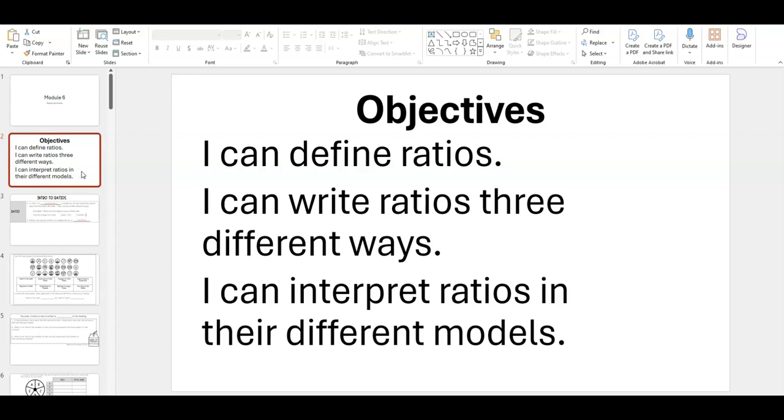All right, so in this first lesson, 6.2.1 Intro to Ratios, we're going to be able to define what a ratio is. You should be able to write a ratio 3 different ways, and you should be able to interpret ratios in their different models, because there are different ways to represent a ratio.